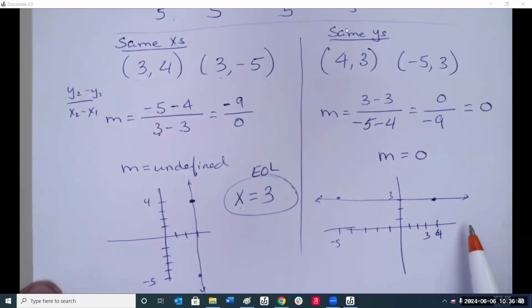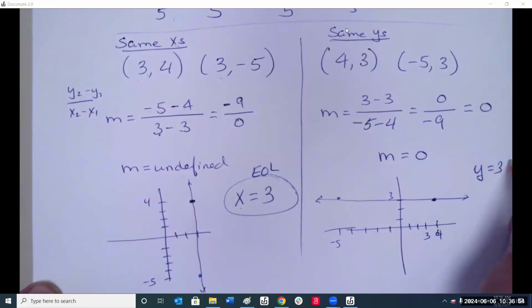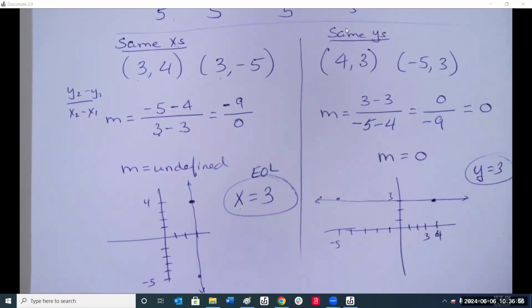What do you think this equation is going to be? This is going to be y equals 3. If the slope is 0, that means there's no x's. It's only where it crosses the y-axis.